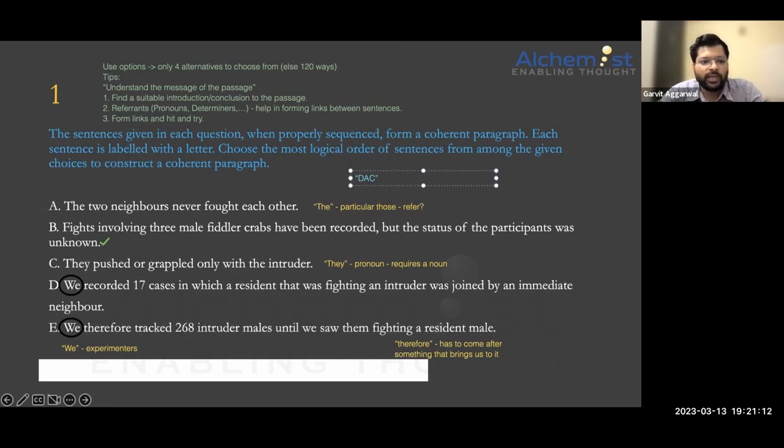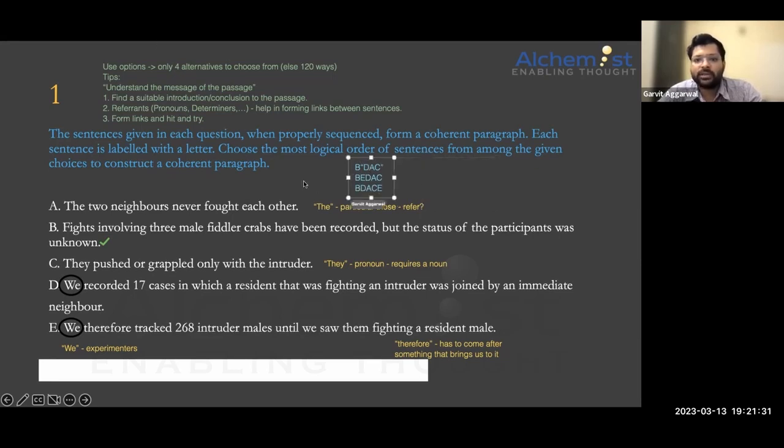I already know that B is the first sentence. Clear? Which means E has only 2 places. Either it will be BEDAC or it will be BDACE. Make sense?